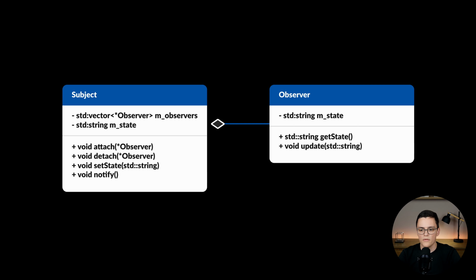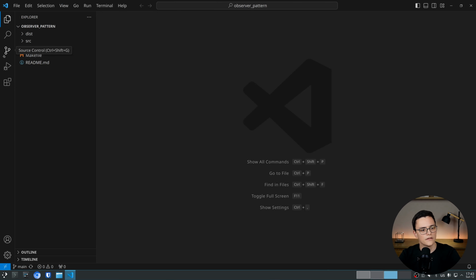So I've implemented this. This is probably one of the simplest cases of subject and observer, and I think that's good in order to understand the essence of the design pattern. I've implemented it in C++, and I have it right here. You will have access to this in a GitHub repository that is linked in the description. It also has instructions on how you can build it and run it on your system.